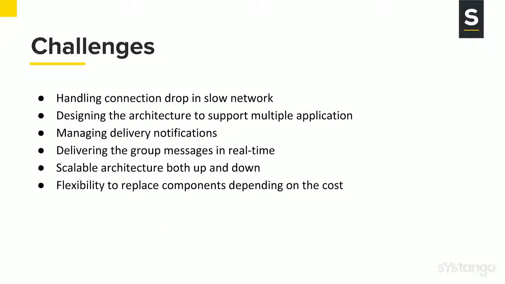Designing our architecture to support multiple applications from a single deployed service. Managing delivery notification. That is, when some user is offline and a message is sent to that user, the message status remains unread but delivered. And when he comes online, all the messages from the database are picked one by one and sent to the client, and the status of the messages is changed to delivered. So we tried to come up with a generic solution for both group chat and peer-to-peer communication for the delivery notification.